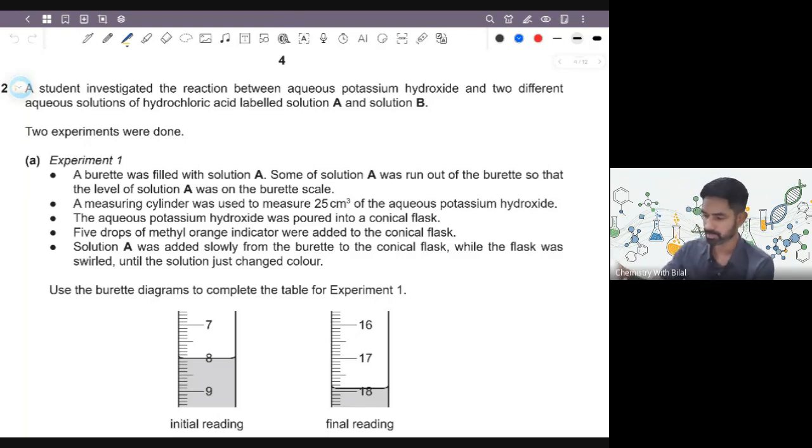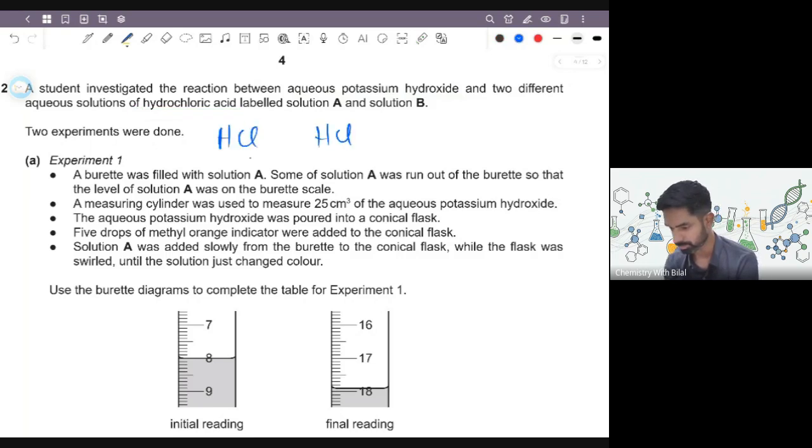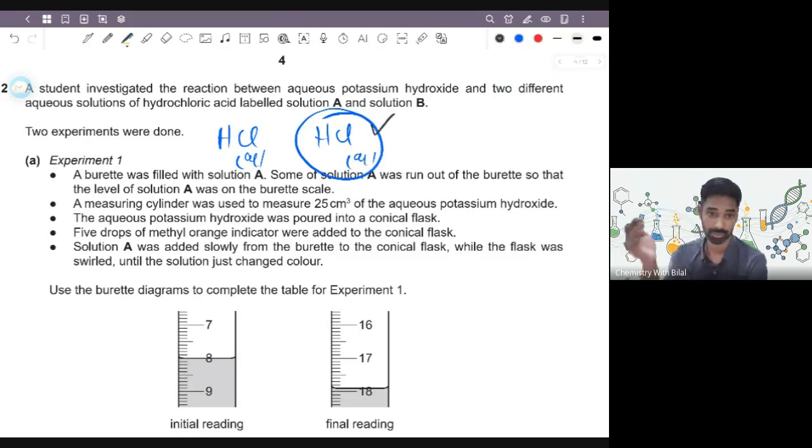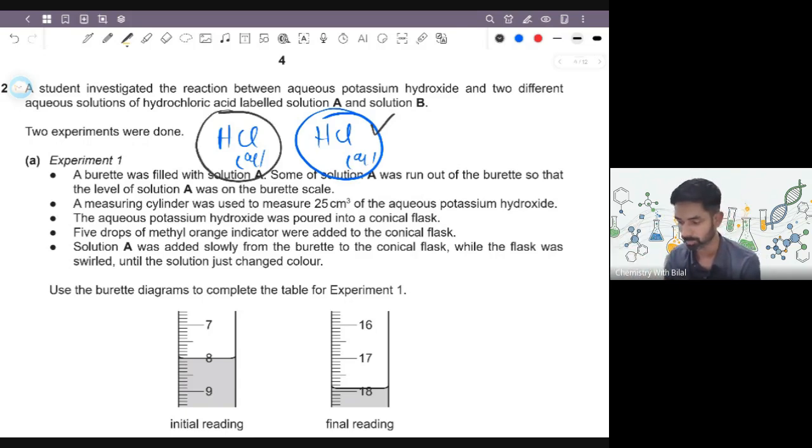A student investigated the reaction between aqueous potassium hydroxide and two different solutions of HCl. What does it mean, two different solutions? Both have different concentrations. It is possible that one solution has a higher concentration, more HCl molecules per unit volume compared to the other. Both are solutions of HCl, but with different concentrations.